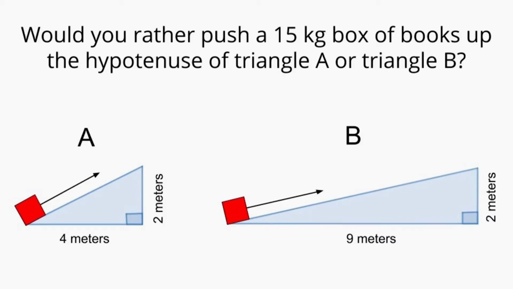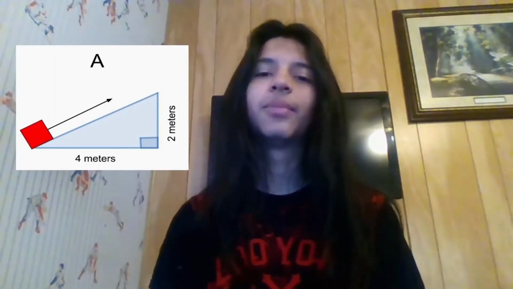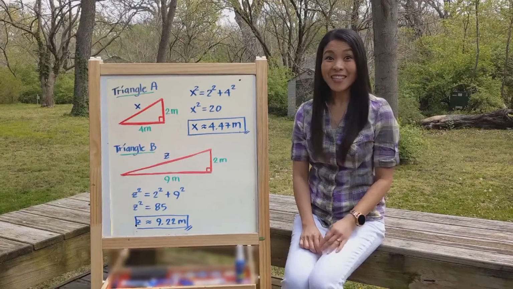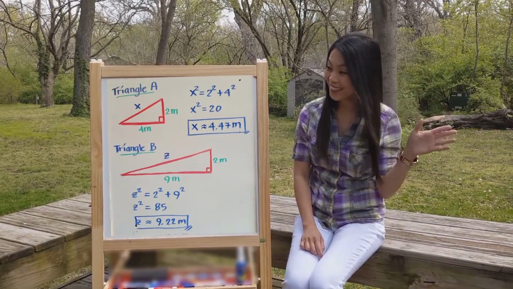Let's hear it from some of our friends. So using the Pythagorean theorem, I calculated that triangle A has a hypotenuse of 4.47 meters, meanwhile triangle B has a hypotenuse of 9.21 meters. Therefore, since triangle A has a shorter distance, I'd rather push a 15-kilogram box of books up triangle A. Did he say Pythagorean theorem? Wow! I'd rather push the 15-kilogram box up the hypotenuse of triangle B.